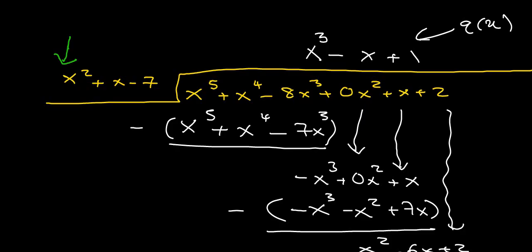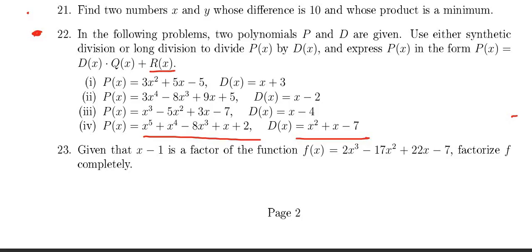So this is what we do if you're looking for your quotient and the remainder using long division on a question like this one, where you have a quadratic as a divisor.